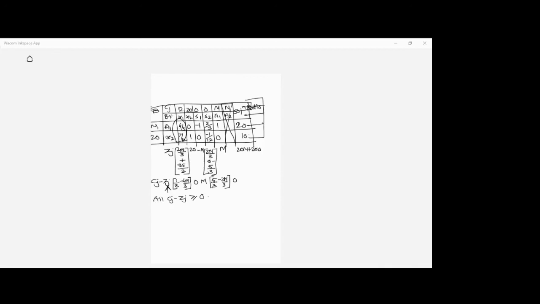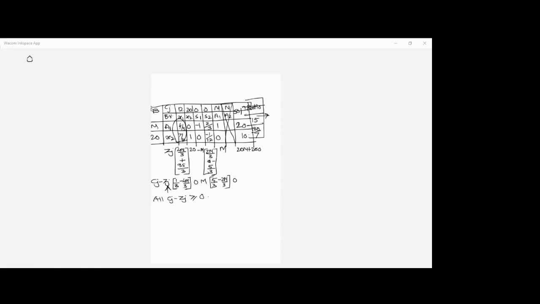So 20 into 3, 60. 60 divided by 4 comes out to be 15. And here it will be 10 into 7 by 12, so it will be coming out to be 120 by 7. So 120 by 7 and 15. Amongst this, 15 particularly is on the lower side.